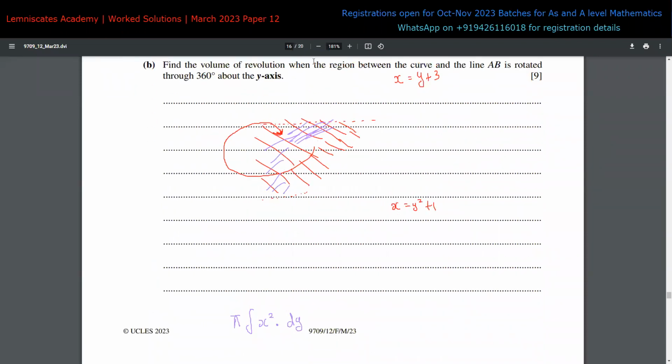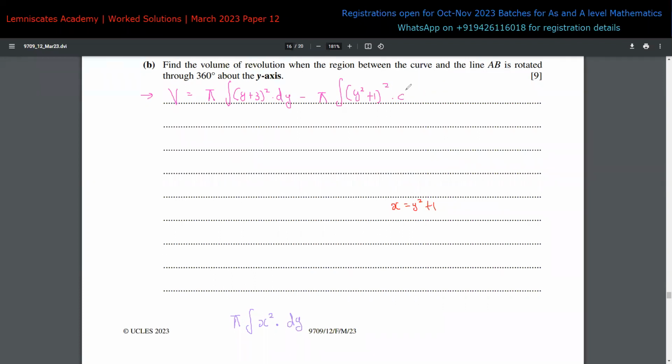All right. And the formula, as I mentioned, over here, the volume that will be generated will be pi integration of everything that is below the line, that is (y + 3) squared dy, minus pi integration of everything below the curve. So (y squared + 1) squared dy. So that's it. If we are able to solve this, we are done.